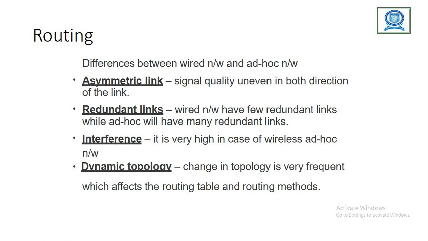Second, redundant links. Normally in a wired network we have a few redundant links available, but in an ad hoc network we have many redundant links due to the open environment and dynamic topology configuration. Then, regarding interference, a wired network has less interference compared with ad hoc networking. It is very high in wireless ad hoc networks. And dynamic topology: change in topology is very frequent in ad hoc networks, but a wired network has a static topology.